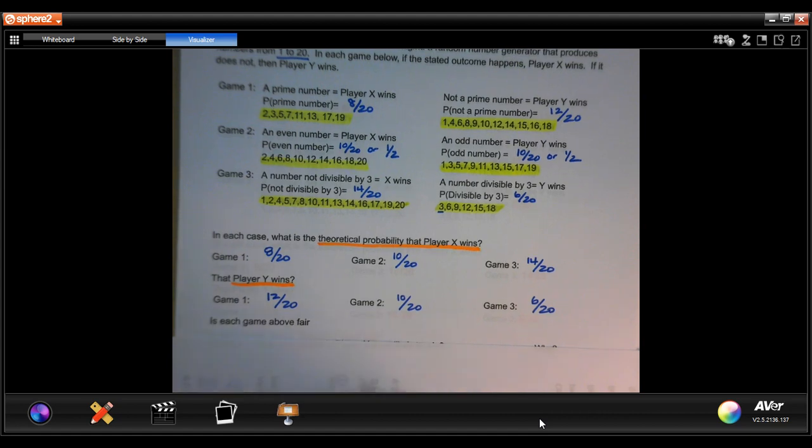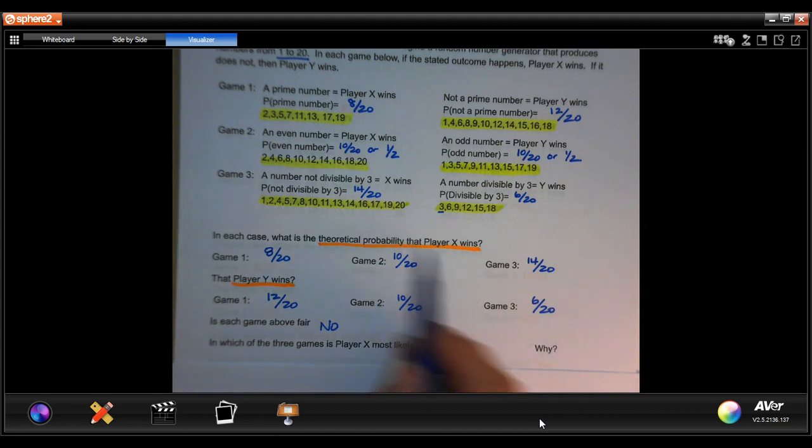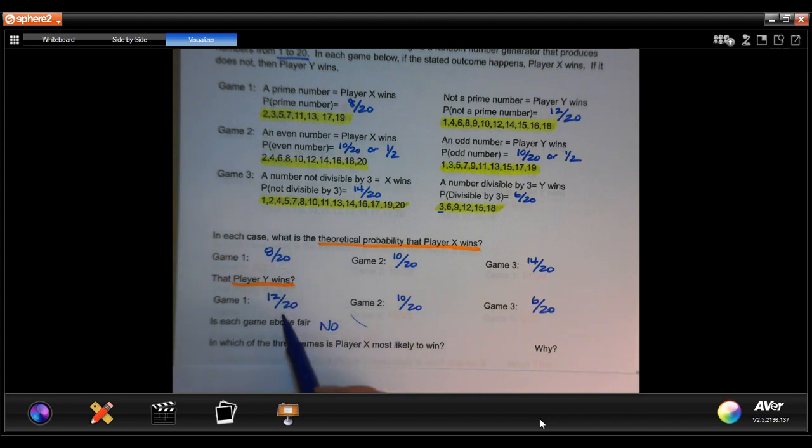And continuing to analyze the games that we were given. Is each game above fair? No. If they were fair, they would have the same probability to win. And the only game that has the same probability to win is game number 2 here. In which of the 3 games is player X most likely to win? Well, that would be the game that player X has the highest probability. And for Y, it would be the game where Y has the highest probability.